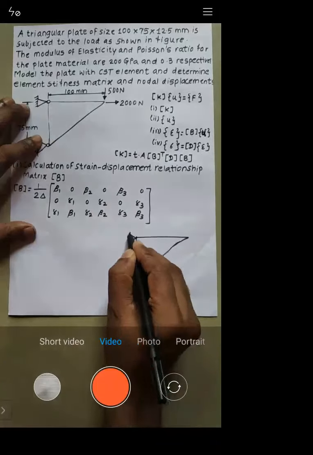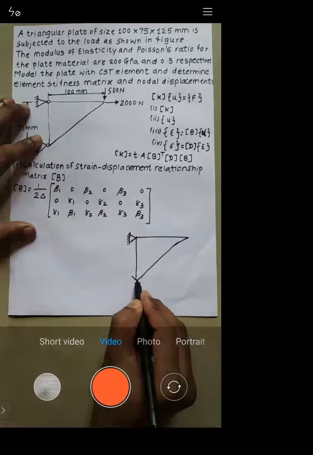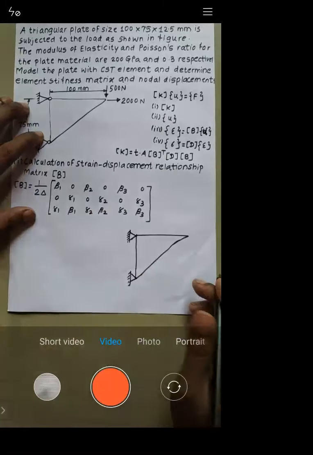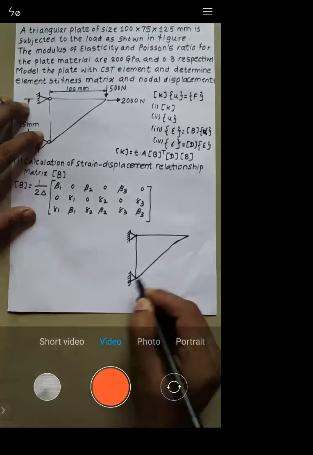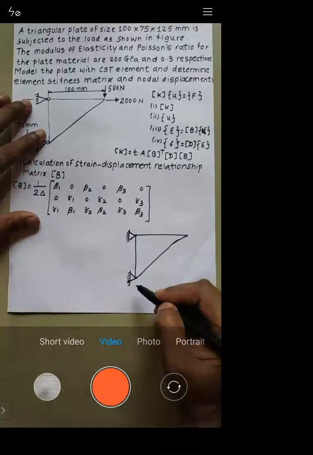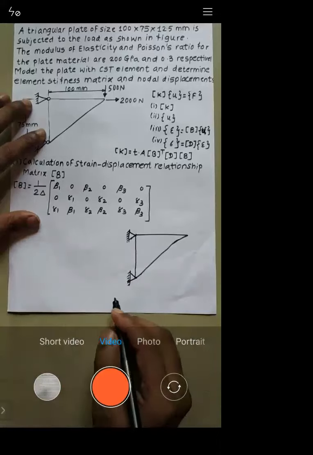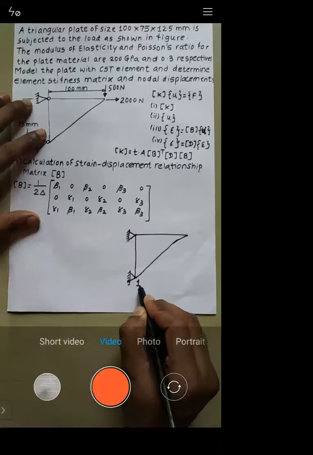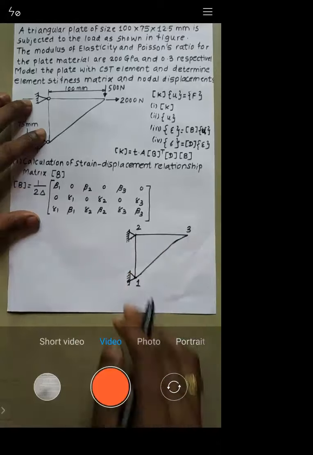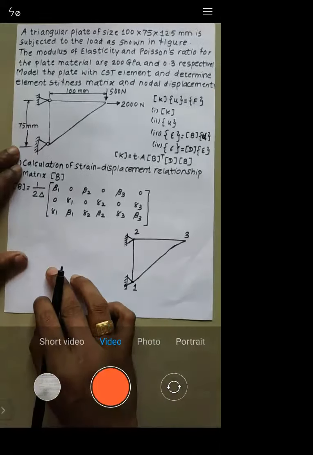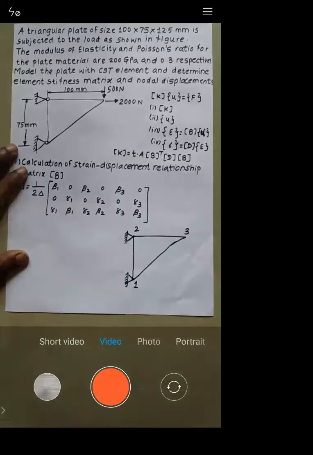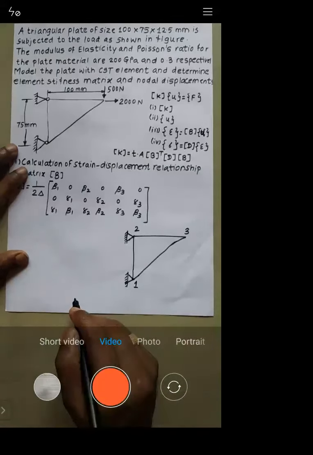At this point, it is fixed, right? At this point, it is again fixed, right? Now let's assign. What we used to do: the node on the left hand side, and if there are two nodes on the left hand side, the bottommost node we take as the reference node, and assign it node number 1. So this is node number 1, this is node number 2, and this is node number 3. We have assigned the numbers to the nodes. The next step is to assign the coordinates to every node.